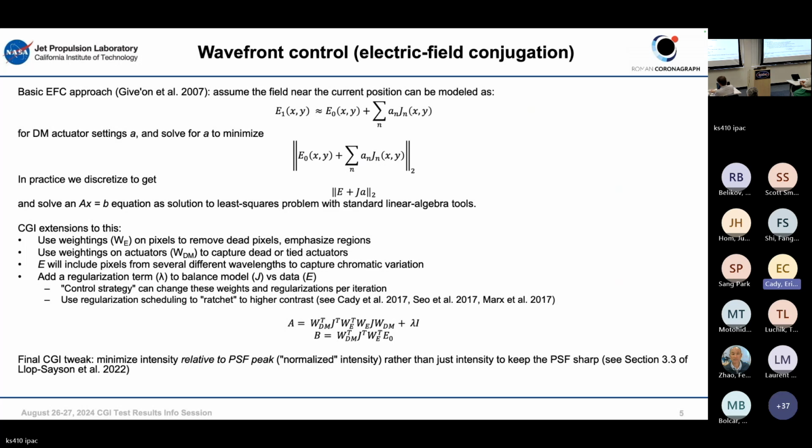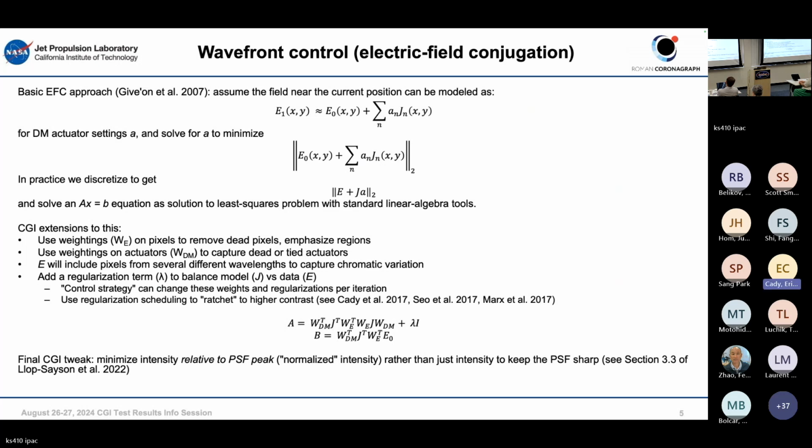So we model the field in the local vicinity of whatever your electric field is as some measured electric field plus the size of motions from your DM and the effect on the electric field as each actuator in the DM is moved. I think this is probably familiar to many of you as being called the Jacobian, and that will probably come up a few times in the subsequent slides.